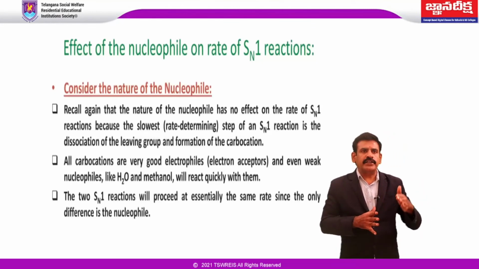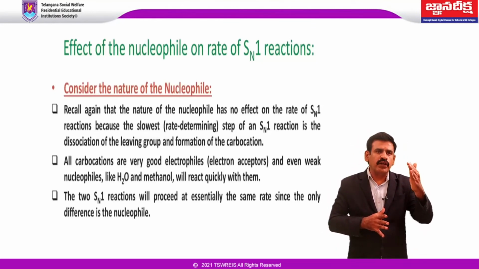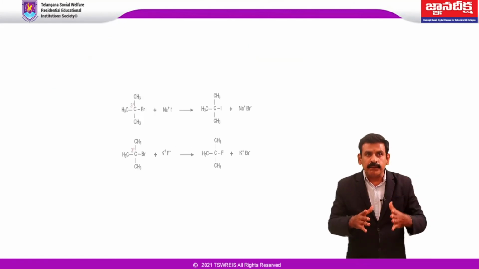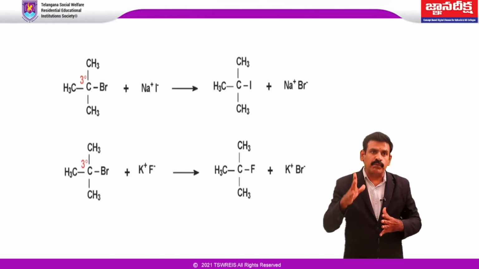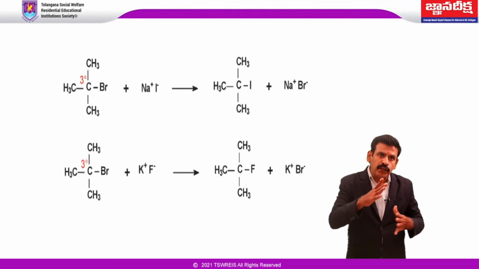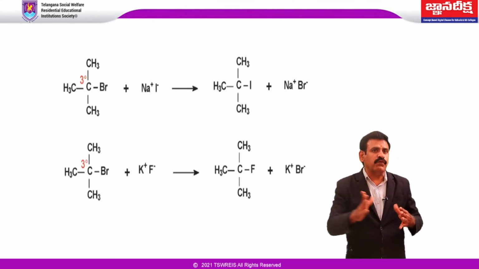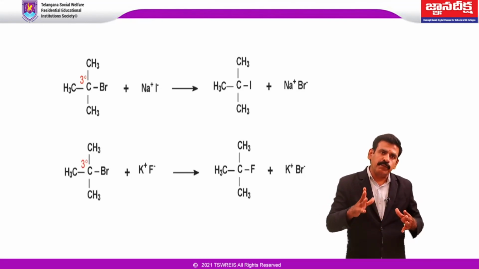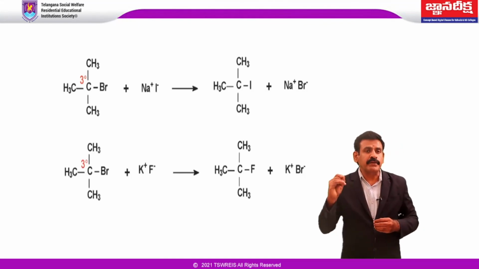See here, tertiary butyl bromide treated with sodium iodide, we will get tertiary butyl iodide and sodium bromide. If you take tertiary butyl bromide treated with potassium fluoride, we will get tertiary butyl fluoride and potassium bromide.